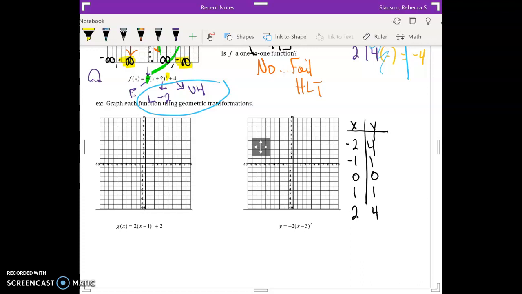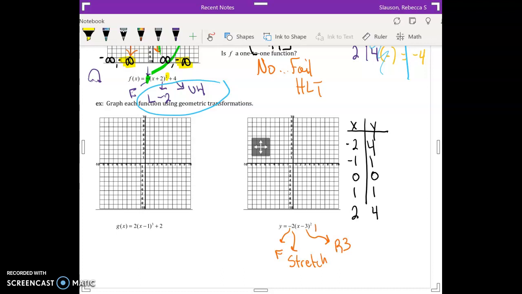And now I want to take a look at my transformations. So this negative means it's going to flip. The 2, since it's bigger than 1, is going to stretch. This 3, I want to take the opposite of. So I want to think, or the -3, I want to take the opposite of. So I want to think 3, and that will mean to go right 3.